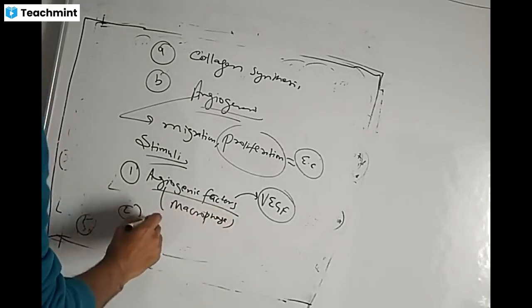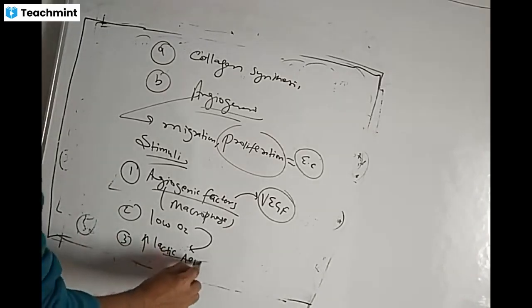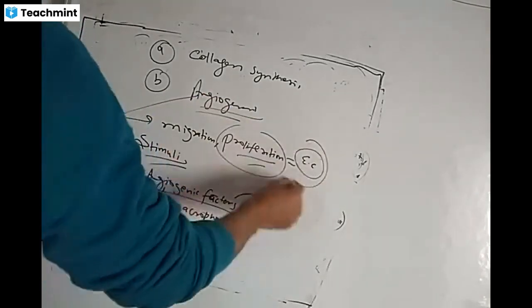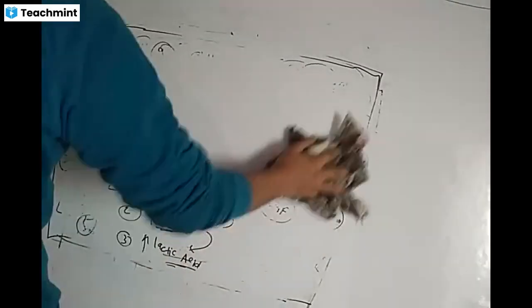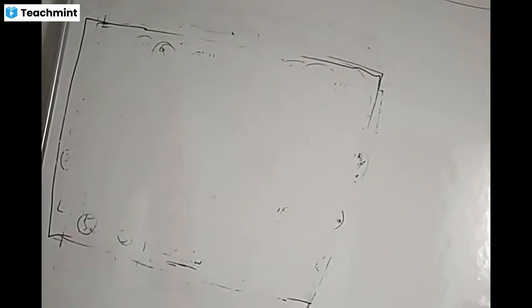Second, low oxygen. If there is low oxygen, that means hypoxia. Because of that, what will happen? More lactic acid. So low oxygen, more acid, and angiogenic factors are the stimuli for the proliferation of endothelial cells. So these are the stimuli for the endothelial cells, proliferation and migration.